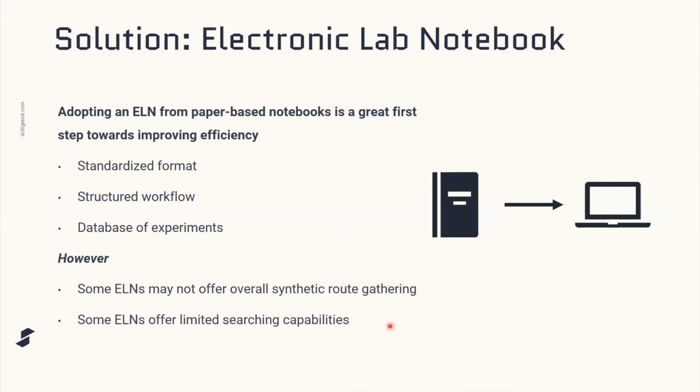So one solution is to use an electronic lab notebook. Electronic lab notebooks are great because they can standardize format, they can structure workflows, and all the experiments are stored in a database, so they're easily searched. However, some ELNs are better than others. Some may not offer overall synthetic route gathering, and some ELNs have limited searching capabilities. And I'll show you how our ELN has very powerful searching capabilities, which allows us to do this final report.